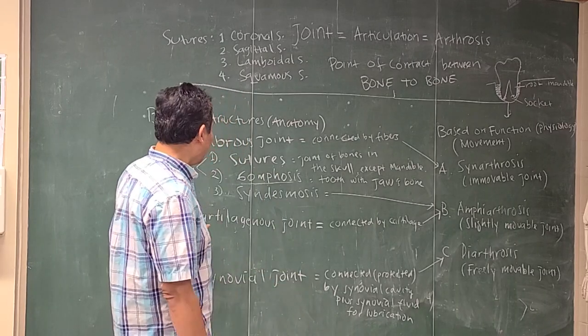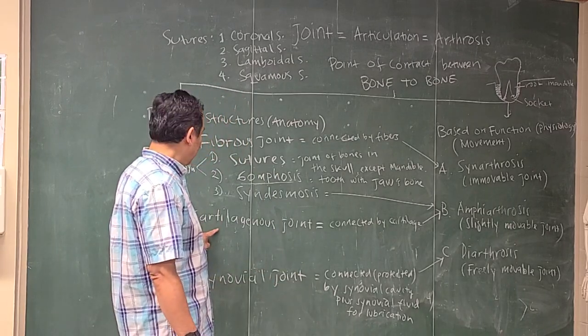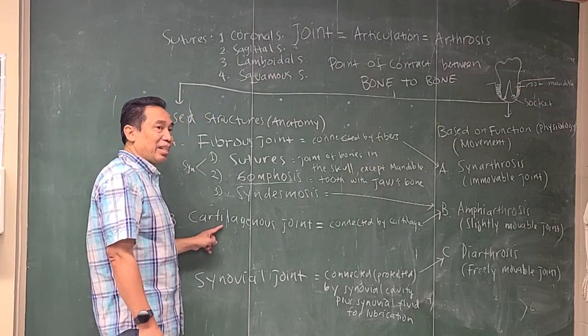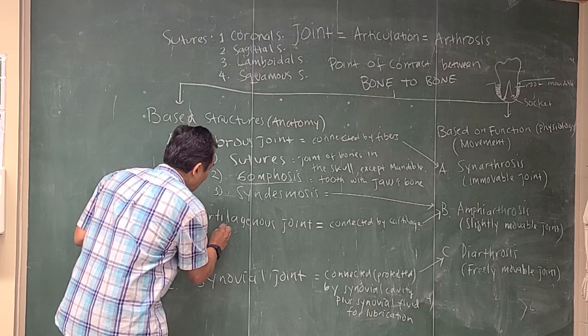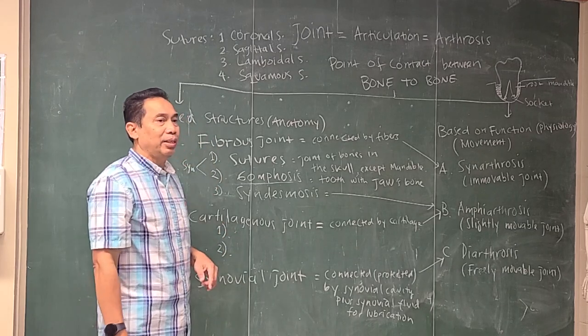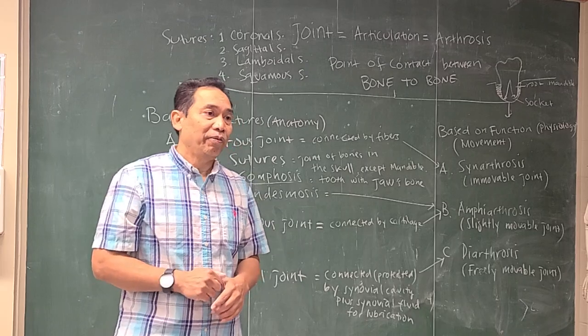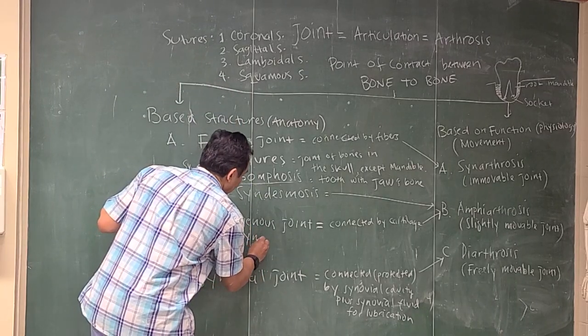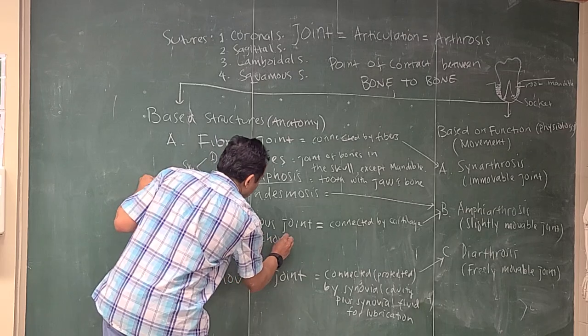Now we go to the second type of joint based on the structure, which is cartilaginous joint, and there are two types. The first one is called the synchondrosis.